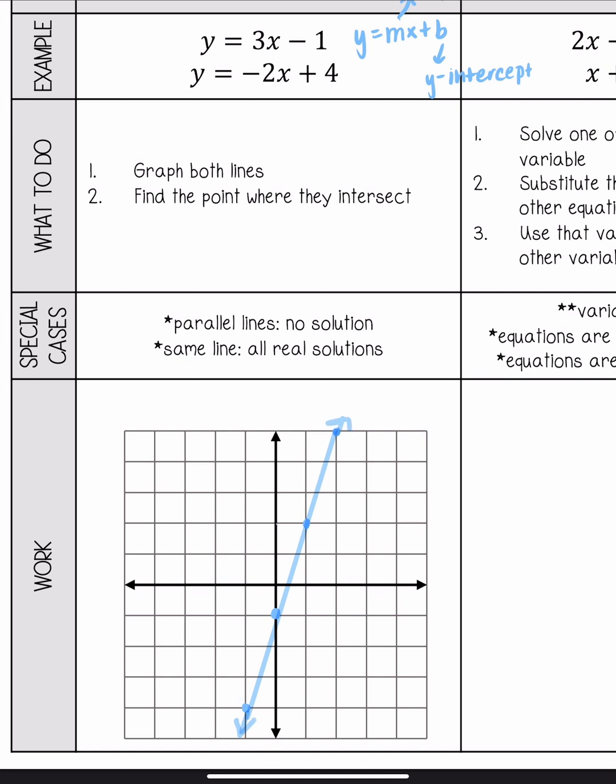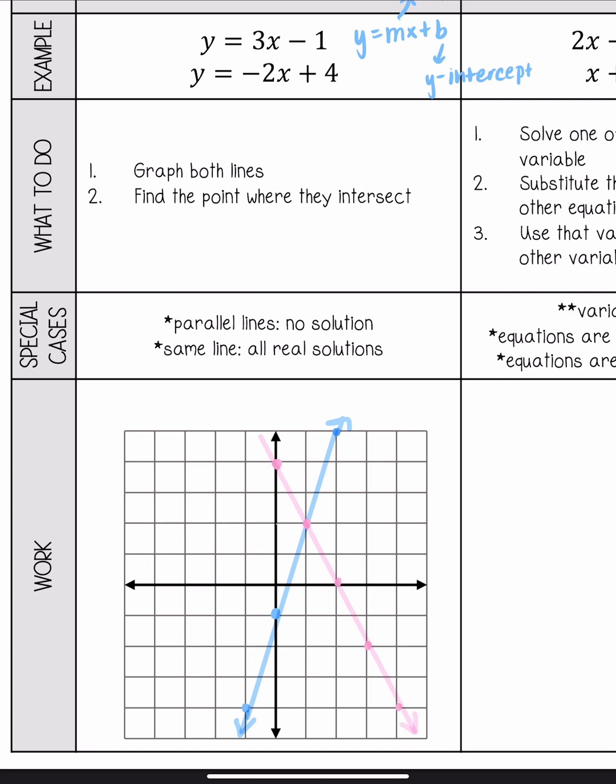Okay, and now for the second line, we're going to start here. The y-intercept is 4, so we'll start at 4. And then the slope is -2 over 1. Since it's negative, I'm going to go down and to the right. So down 2 and to the right 1, and repeat that again. Then I can connect my points as well.